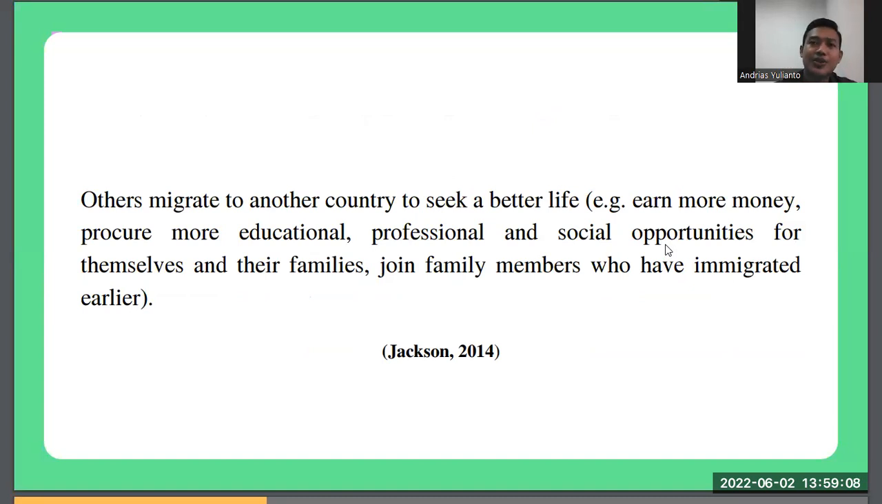Well, individuals may also choose to work abroad temporarily. Others migrate to another country to seek a better life, earn money, and pursue more educational, professional, and social opportunities for themselves and their families, or join family members who have immigrated earlier. Immigrants are very diverse. The majority voluntarily moved to a country where host nations speak a different language and have customs, worldviews, and habits that differ from what they are accustomed to in their country of origin.